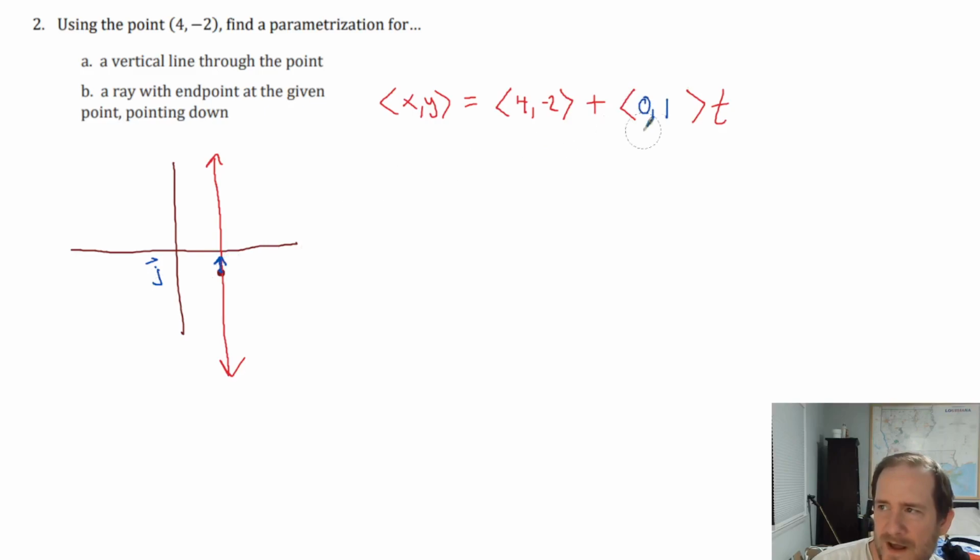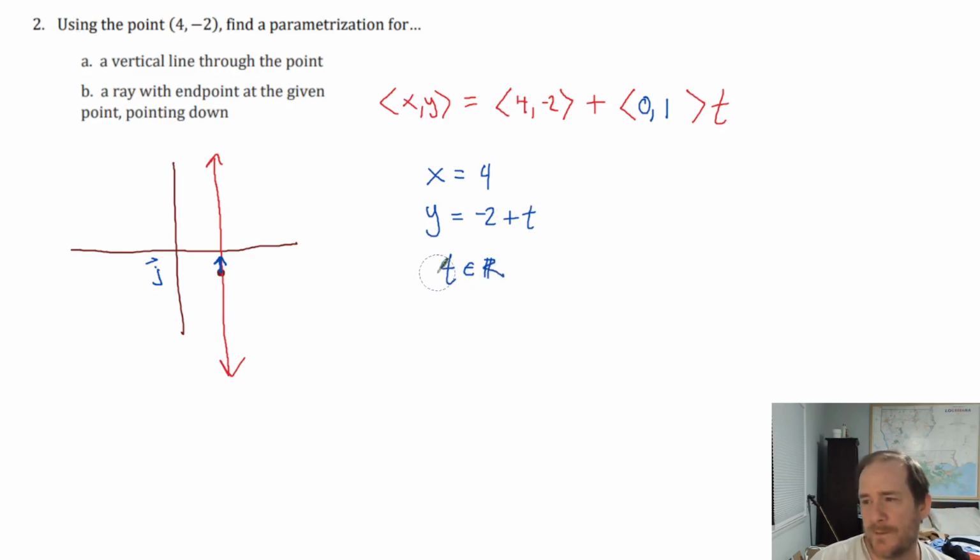And then I'm now adding on a vector that just pushes me up. If t was negative, then this vector would push me down, down, down, and I would get a vertical line. So my parameterization then would be x equals 4 plus 0 times t. That means there's just no t in the x equation. And then y equals -2 plus 1 t. And that's it. They do want the whole line, so we'll go ahead and stipulate that t can be whatever it wants. T is an element of the reals. So that's part A.